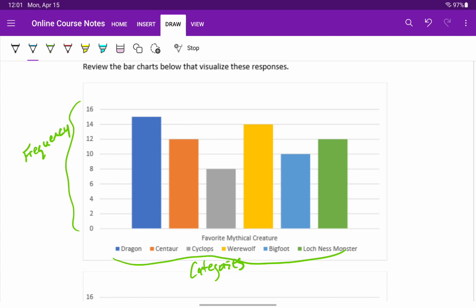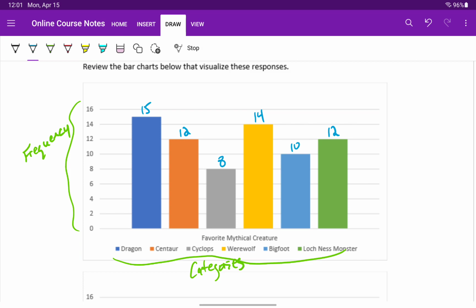What that tells us is that 15 people responded that a dragon was their favorite mythological creature. 12 responded that it was a centaur. 8 responded that it was a cyclops. 14 responded that it was a werewolf. 10 responded that it was Bigfoot. And 12 responded that it was a Loch Ness monster.